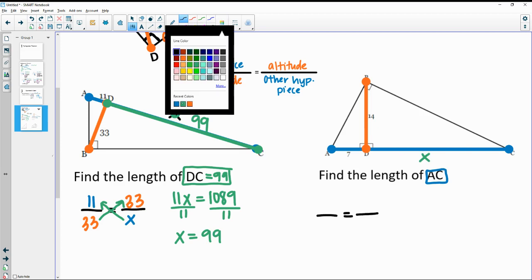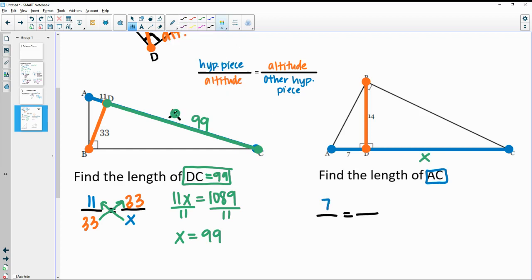So our hypotenuse pieces are 7 and x, right? So one is going to go on top, one is going to go on bottom. Okay, so those two hypotenuse pieces, and then the altitude, and the altitude in this case is 14. So we have hypotenuse piece over altitude equals altitude over the other hypotenuse piece. So now we can cross multiply. So x times 7 is 7x. 14 times 14 is 196. Divide by 7, and we get x equals 28. So this piece right here is 28.